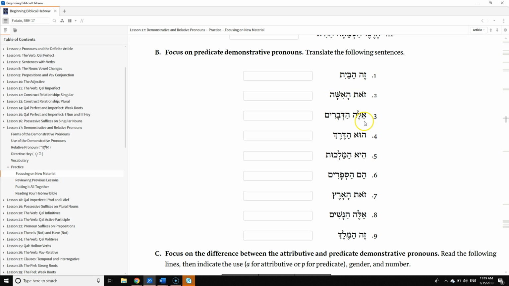Number 3, Ela ha-devarim. It's going to be, or sorry, I forgot to make this predicative up here in number 2. This is the woman would be our translation. Number 3, Ela ha-devarim. These are the words. I think this actually might be the Hebrew title for Deuteronomy. I'll have to look that up.